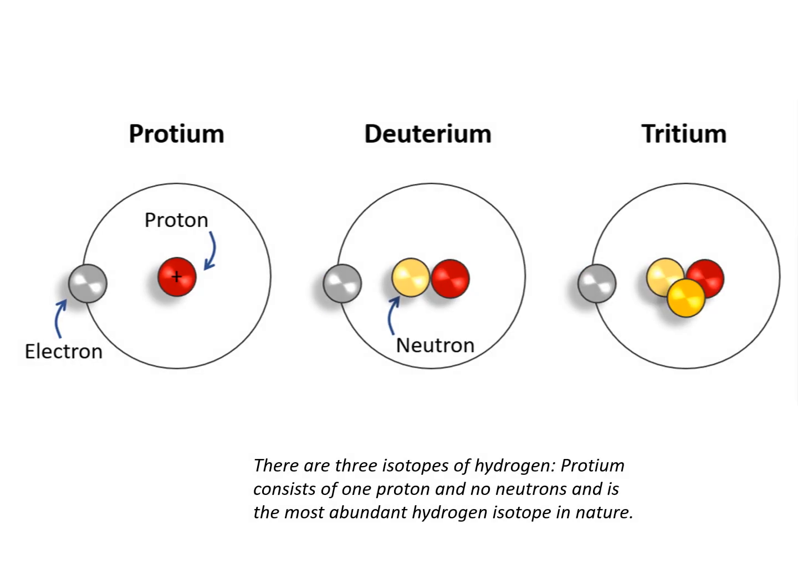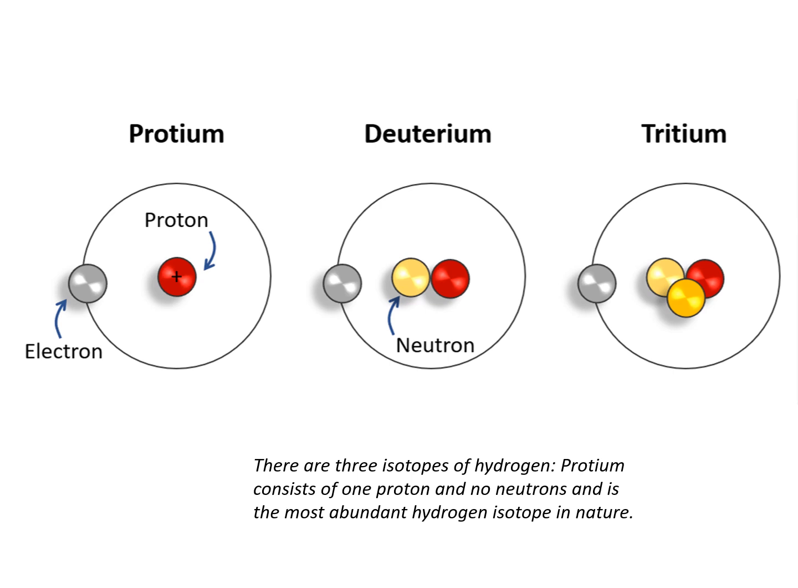Look at the slide. It's all hydrogen, but not all hydrogen atoms are the same. There are 3 isotopes of hydrogen. They all have 1 proton, of course, but the number of neutrons is different. The first one is called protium.